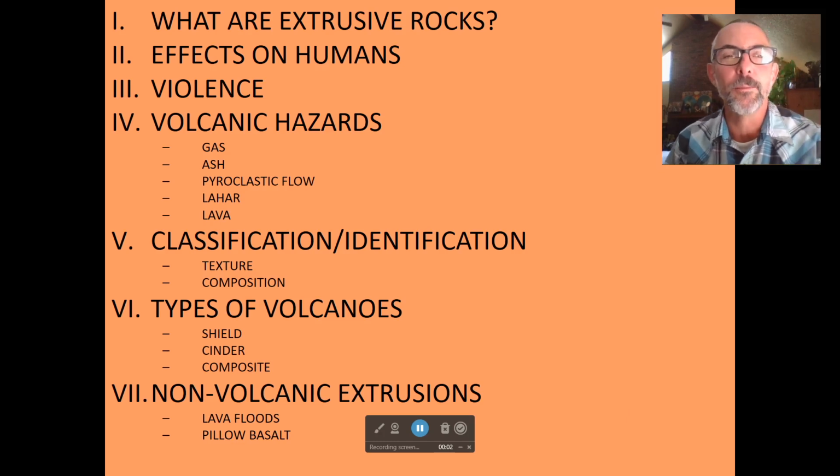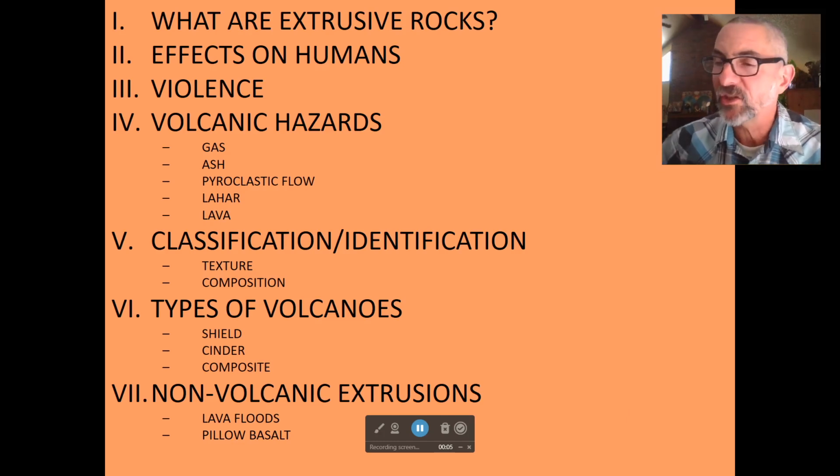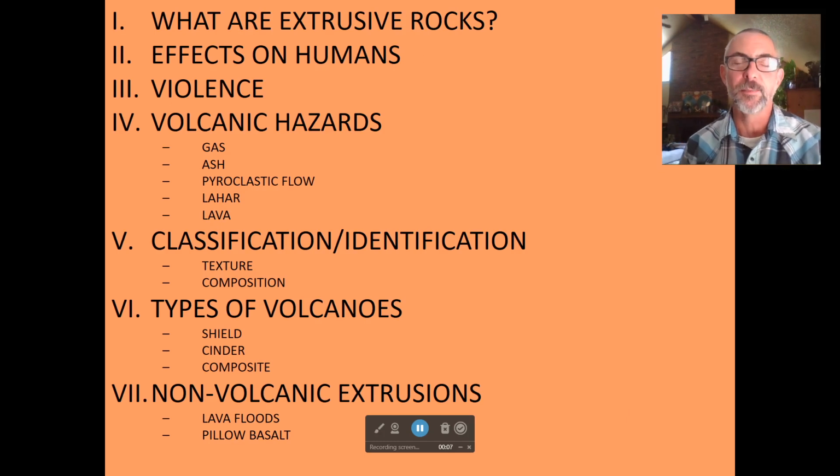Hi geology students, welcome to chapter 4 on extrusive igneous rocks. Chapter 3 was about intrusive igneous rocks, so we're going to be looking at extrusive igneous rocks today. So you can see the outline for this chapter in front of you here.